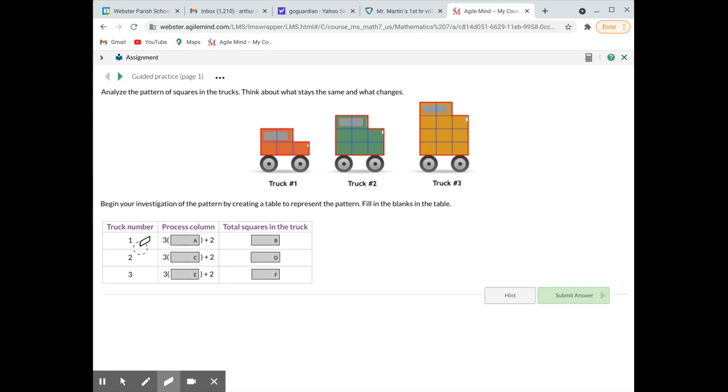So right here it says truck number 1 is 3 times something plus 2. Well, if you think back to our little invaders, what do we always multiply by? Didn't it have something to do with the family? Didn't we multiply by the family number? Truck number? Yeah, so more than likely it's going to be the truck number. So if we did 3 times 1, that equals what? All right, and 3 plus 2 is, isn't that what we said was there?